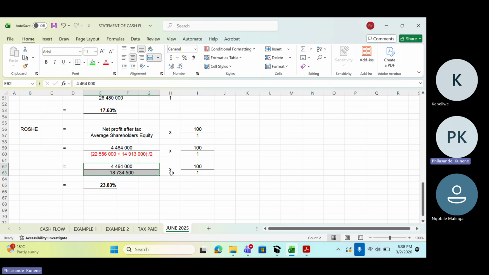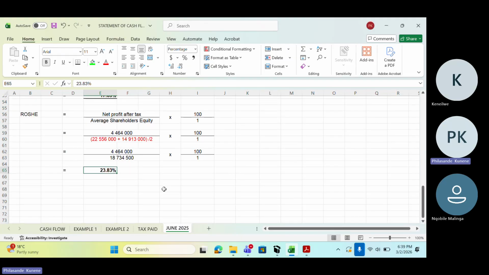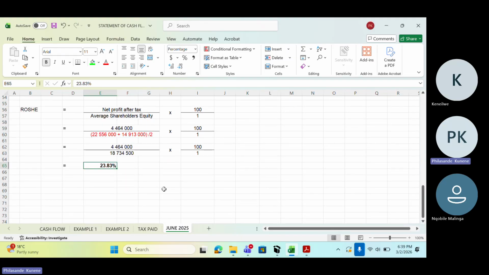But in this scenario, we're talking about the investment by the shareholders. They bought shares from this company, which means they invested their money in this company. And from that investment, it brings them back a return of 23%. That is the interpretation we need when it comes to ROSHE. It's a return on shareholders' equity. How much return do the shareholders get from the equity they have invested? That is the meaning of the ratio.